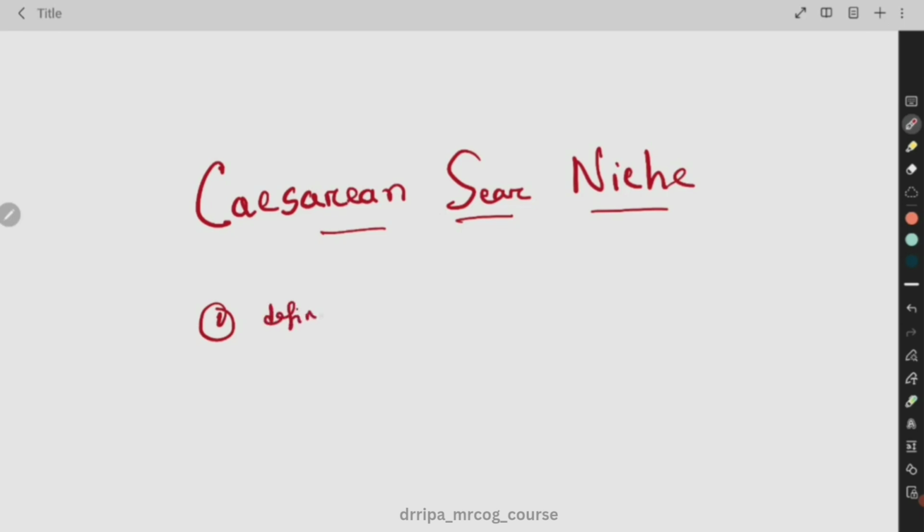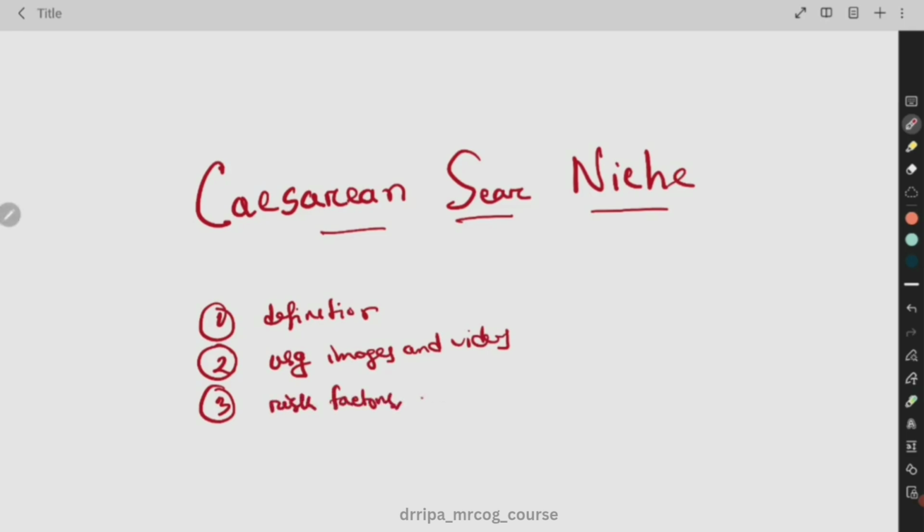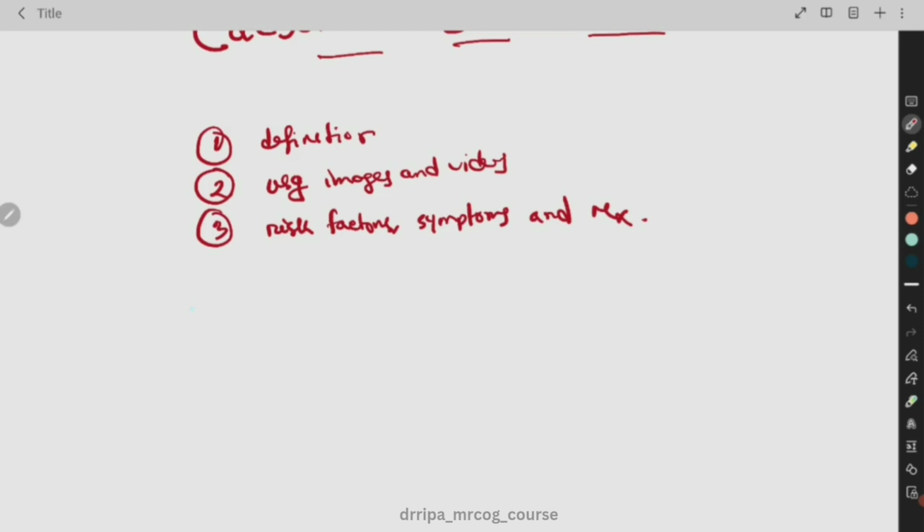So, definition. Then I will show you an ultrasound video and some pictures so you can clearly see how it is diagnosed. So, ultrasonography images and videos. After that, we will go step by step through the risk factors, the symptoms and the management. So, let's begin with the definition.